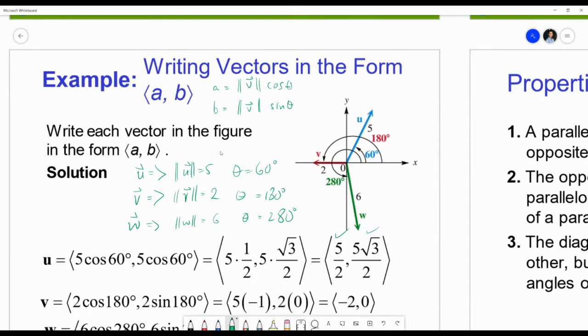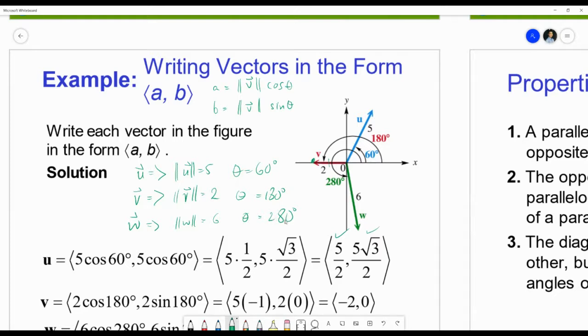All right, so for V, this one's a little bit easier because it actually falls on the x-axis. So you don't have to really do anything fancy here because the point just falls on the x-axis and it has a magnitude of 2. So the point is (-2, 0). But of course, if you use the formula, you arrive at the same answer. Now the third one, you have to be a little bit more careful.